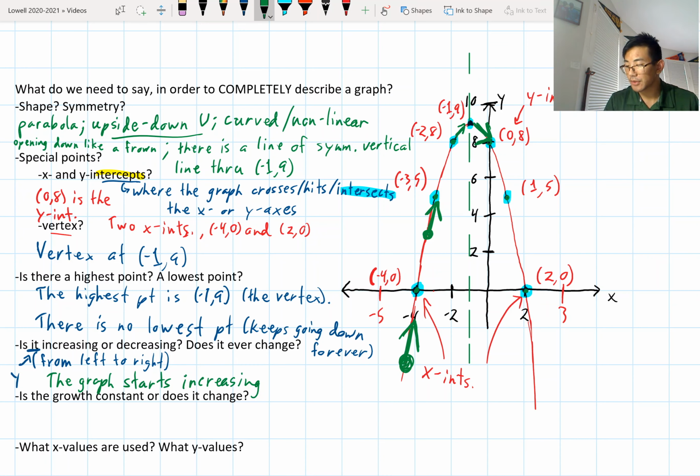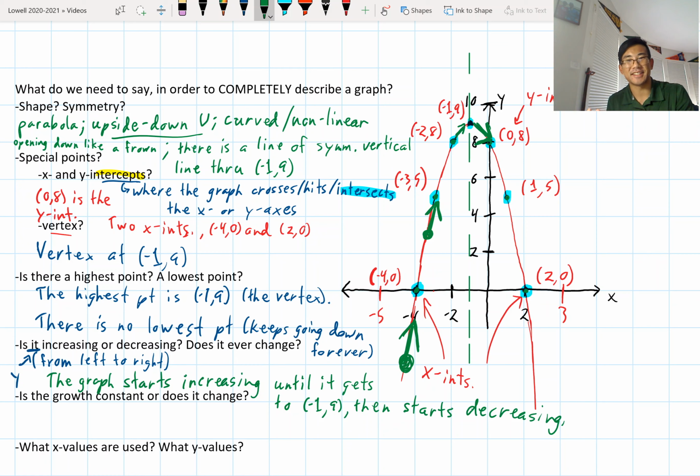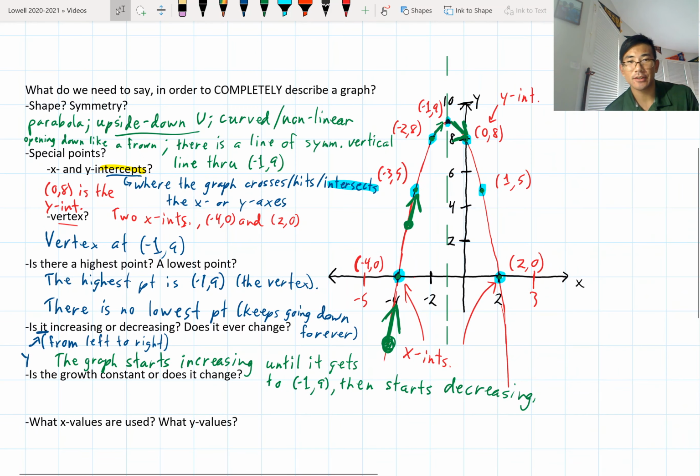And so it starts increasing until it gets to the vertex, which is (-1, 9). And what happens? Well, it turns around, so it starts decreasing. You'll notice at this point, this is a very long process of describing the graph. We're almost there. The second to last part is: is the growth constant or does it change?